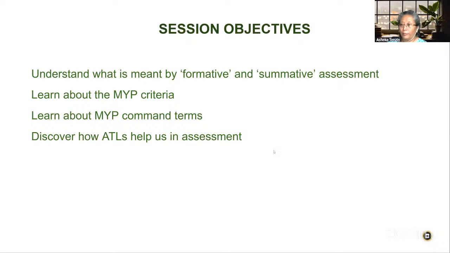We will also learn about the different criteria in the MYP. We will know more about the MYP command terms. These command terms are similar to Bloom's taxonomy verbs, and we will discover how ATLs help us in assessment. So these are the objectives of today's session.